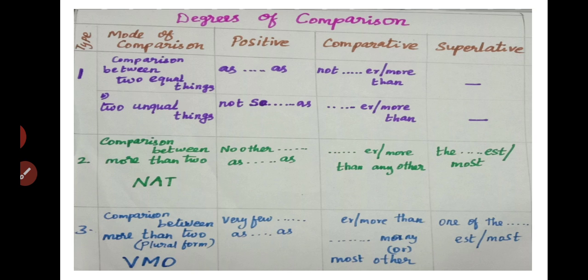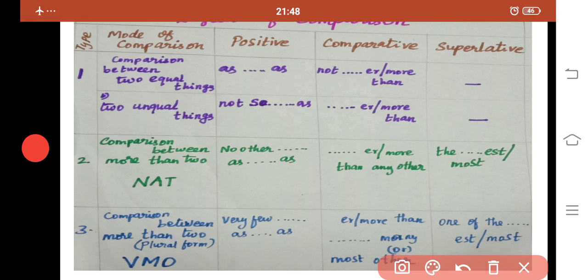In type 3, the comparison between more than two, this is also more than two, but we are using the plural form in this type 3. Here we are using the shortcut form VMO. In type 2, we are using the shortcut NAT. In positive degree, we have adjective as tall as, intelligent as.